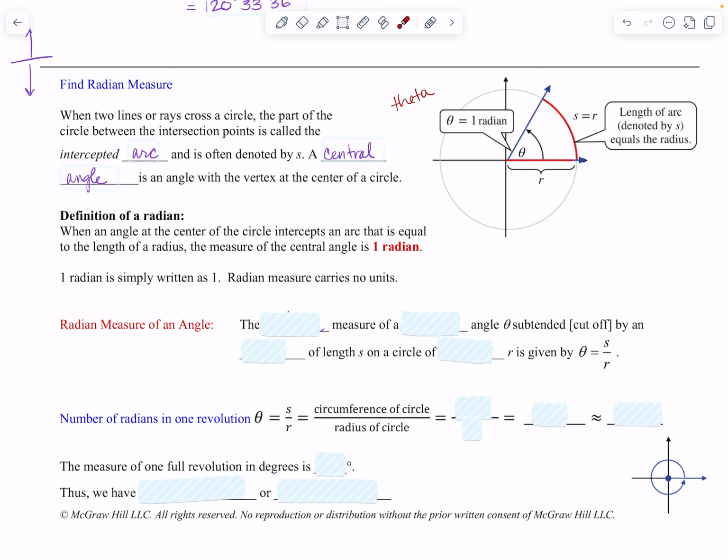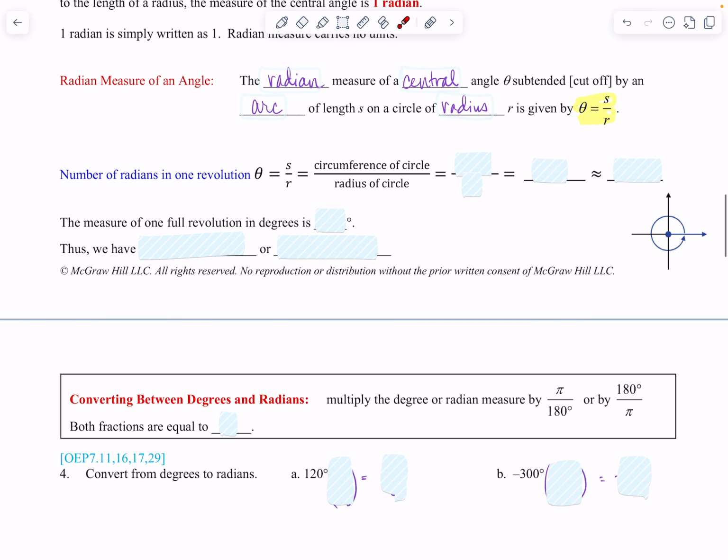So continuing on then with this concept, the radian measure of a central angle theta that is subtended or cut off by an arc of length S on a circle that has the radius of length r is given by theta, here's my angle, is equal to my arc length divided by the radius of the circle. So this is going to be a handy little formula here in just a moment. All right, now let's keep on reading.